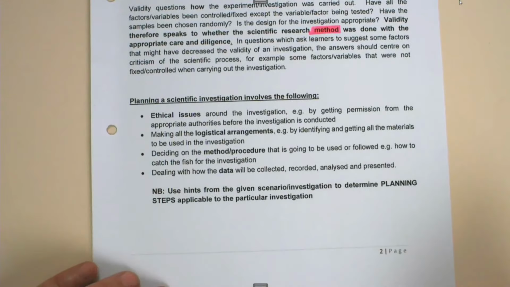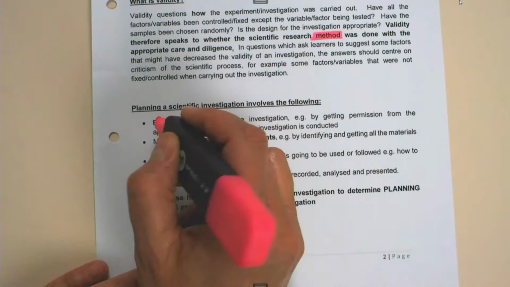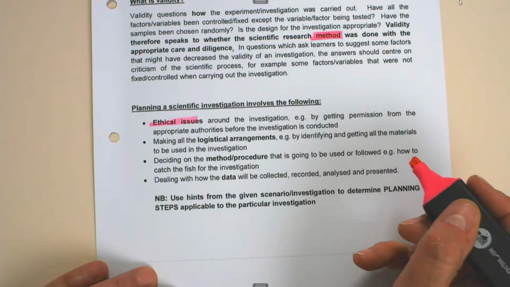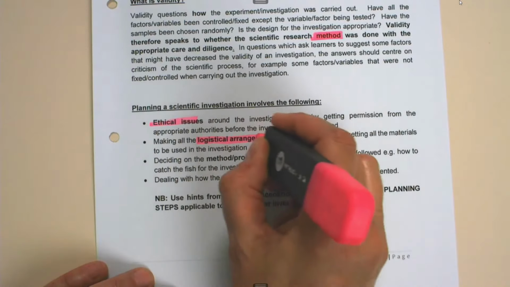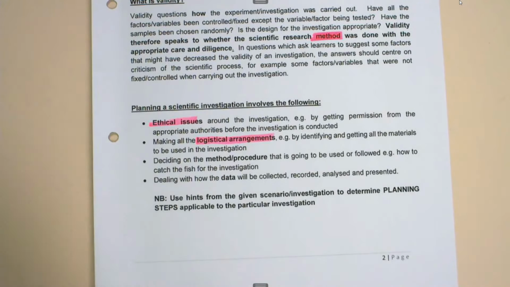Okay, so now planning for scientific investigation, just quickly and shortly, I know you guys are tired. Ethical issues, meaning you have to have permission. You must ask, may I take photos? May I have an interview? Logistical arrangements. If I'm going to test somebody's blood for certain substances, I need to have somebody that can draw the blood, and there's certain procedures, except for the fact that I need their permission. I must make arrangements, logistical.